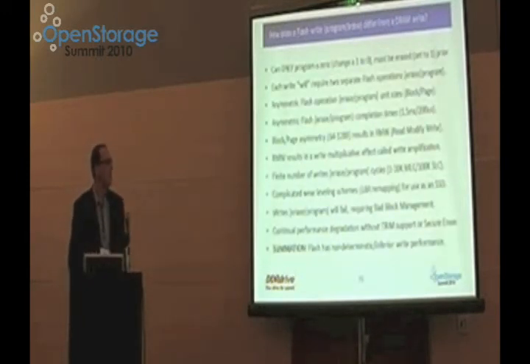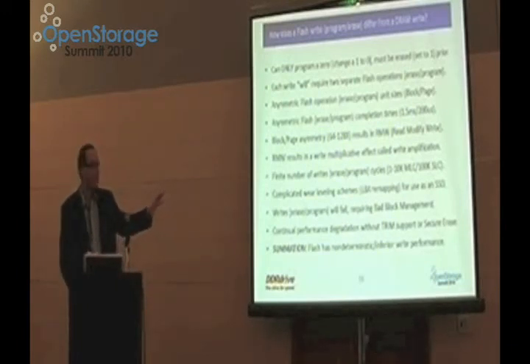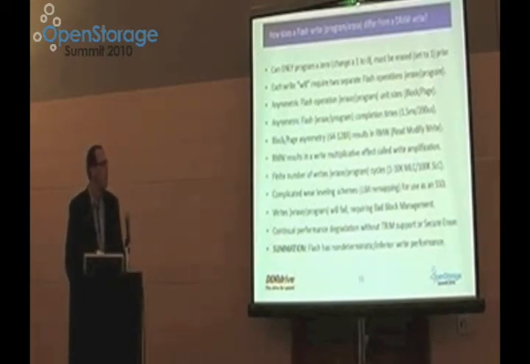So how does a flash write differ from a DRAM write, physics aside? This could easily be a presentation in itself, so what I try to do is just summarize. What's most interesting, and a lot of people don't realize, is that with Flash, you can never simply write. It always requires a two-step process.